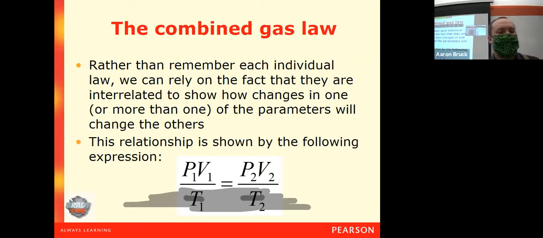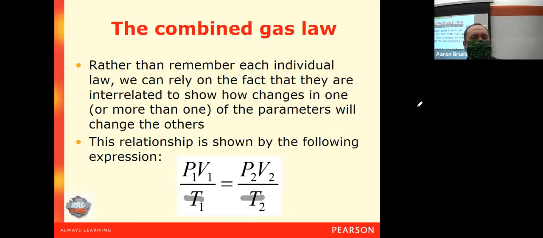And I could do similar kinds of things for the other parameters as well. If volume's constant, I'm left with pressure and temperature. That's Gay-Lussac's law. If pressure's held constant, I'm left with volume and temperature. That's Charles' law. All of those are contained within this. So if I recognize that one of my parameters is being held constant, I can make the necessary adjustment to the combined gas law to give me the right mathematical equation.